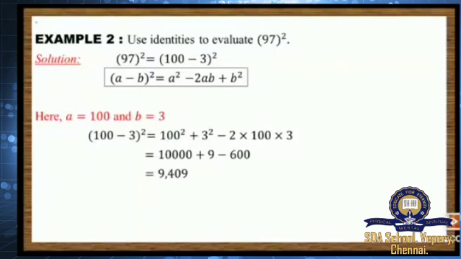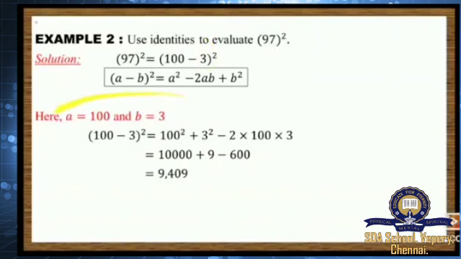Now example 2. Use identities to evaluate 97 the whole square. So this 97 the whole square can be written as (100 - 3) the whole square. Since 100 minus 3 is 97, we are writing it in such a way. Now this is of the form (a - b) the whole square, right? So you can use the identity (a - b) the whole square. Here a equal to 100 and b equal to 3.